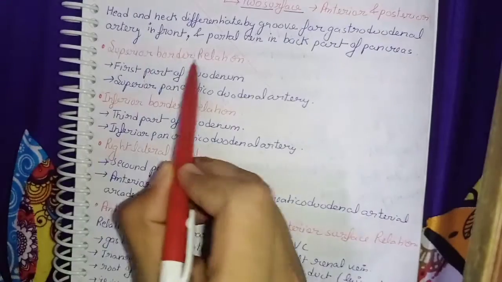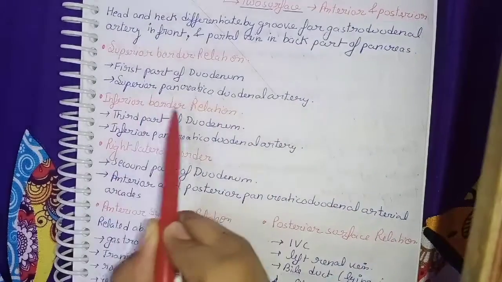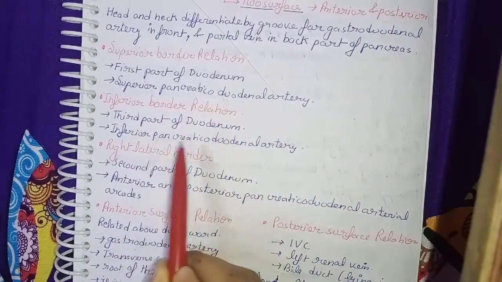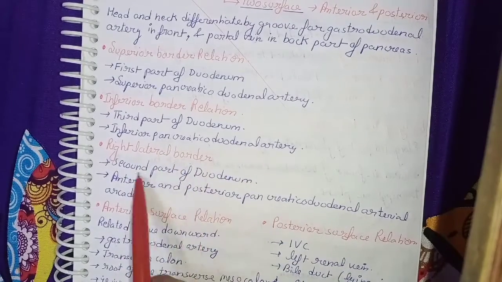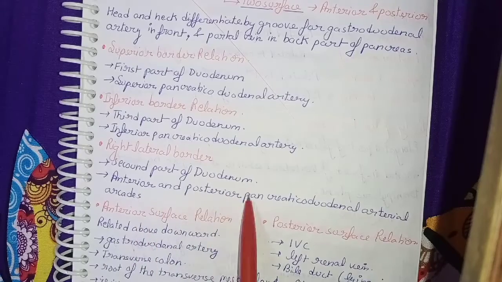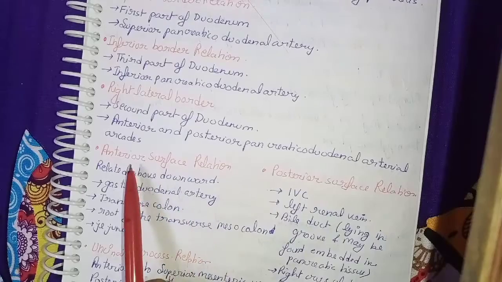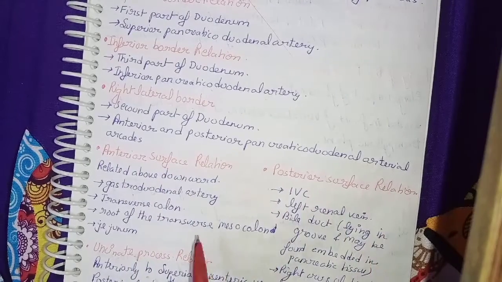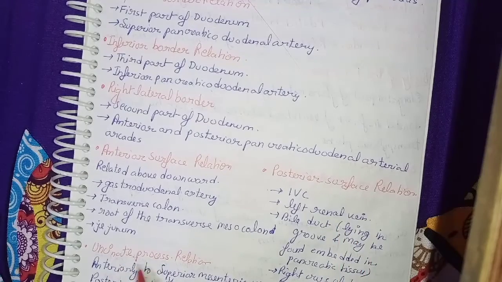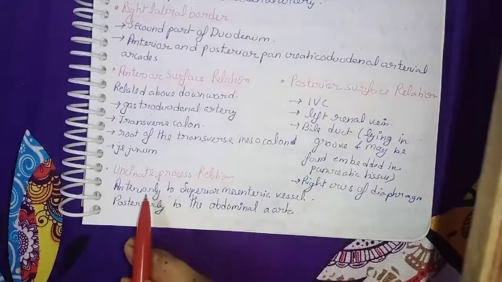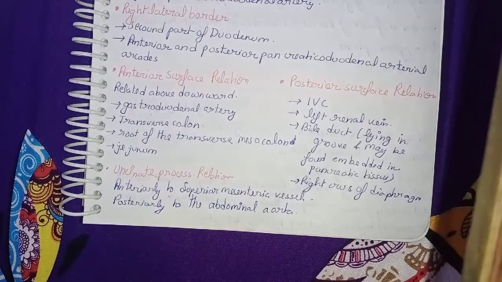So superior border relation is first part of duodenum and superior pancreatoduodenal artery. Inferior border relation is third part of duodenum and inferior pancreatoduodenal artery. And right lateral border relation is second part of duodenum and anterior and posterior pancreatoduodenal arteries. And we discussed the anterior and posterior surface. Posterior surface will also include left renal vein. Now uncinate process relation. Its relation is anteriorly to the superior mesenteric vessel, posteriorly to the abdominal aorta.